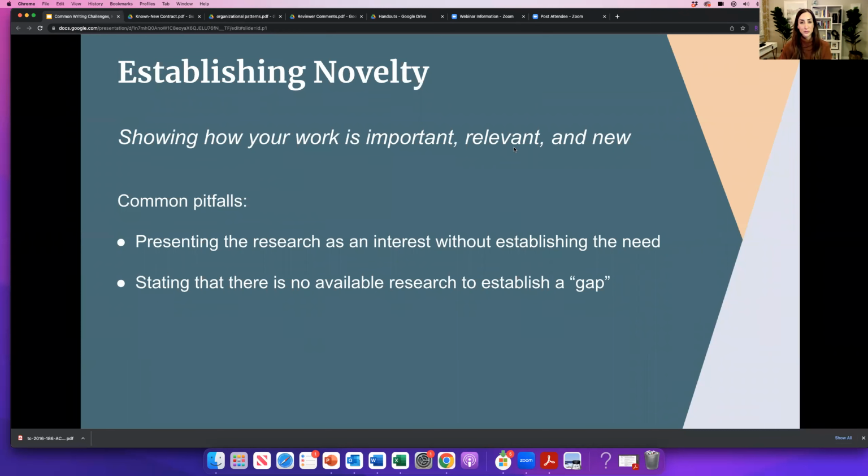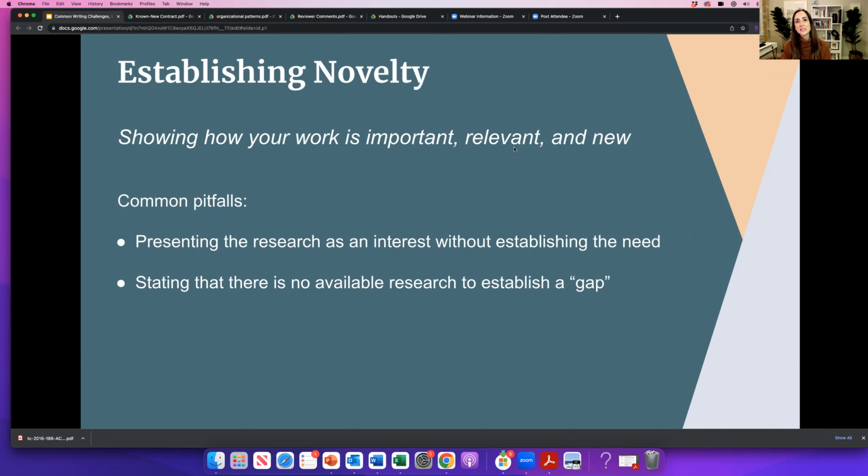Or something I also frequently see is when someone says, there's no research on this, and that's the gap. And so my study is needed. That is, again, not a way to establish novelty. You still have to establish the need for your study, and you can still say that there is a gap, there's a dearth of evidence, but you have to establish the significance and present the need of your study before you just jump in and say that the evidence isn't there.